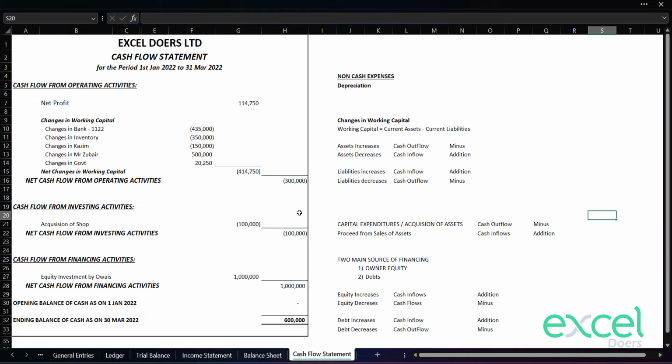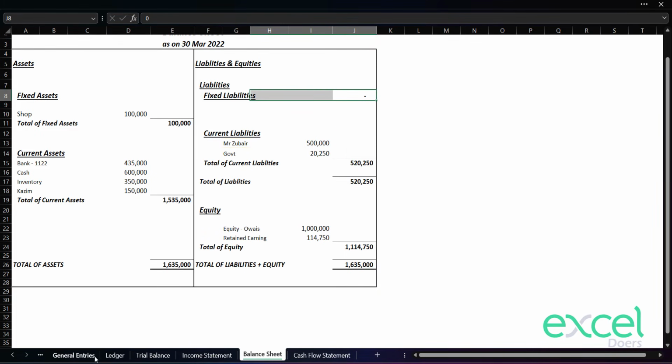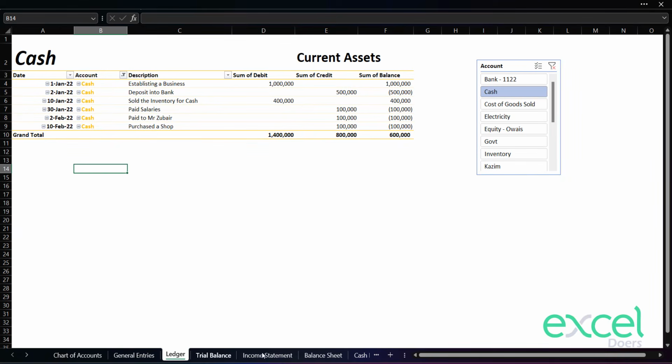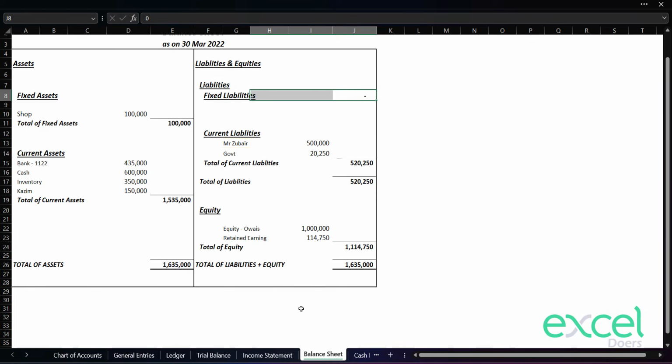Hello everyone. In this video, we're going to learn how to create a cash flow statement in accounting. In the previous video, we created journal entries, chart of accounts, ledger, trial balance, income statement, and balance sheet.